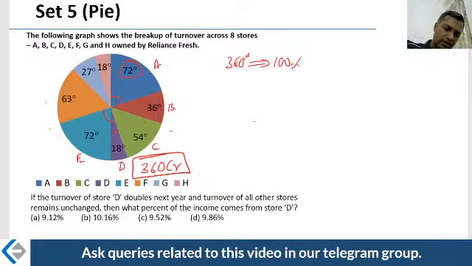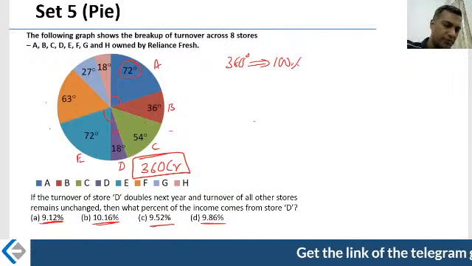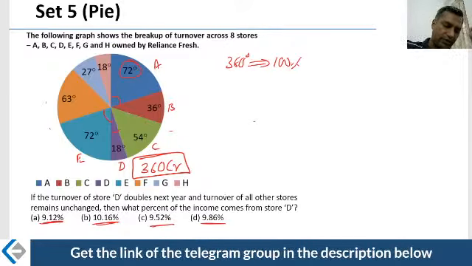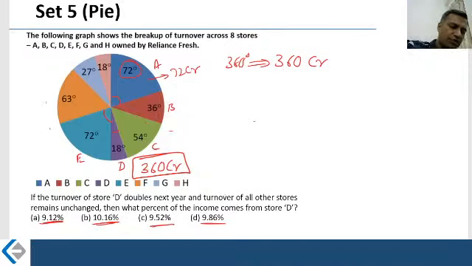Why? Because percentages are abstract. My answers are percent abstract. Why take X? Take a convenient number. Then writing the answer becomes easier. So what I'm trying to say is, what is the business of branch A? The business of branch A is 72 crores, because 360 degrees corresponds to 360 crores. Therefore 72 degrees corresponds to 72 crores.